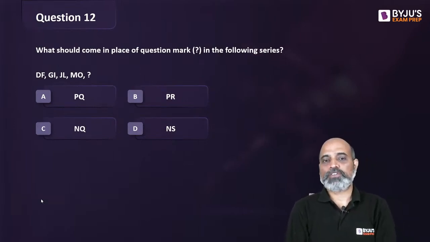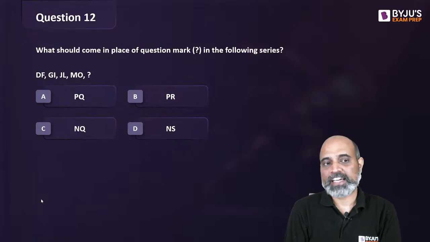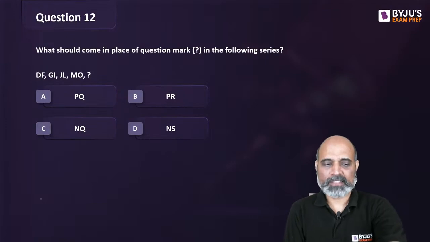What should come in place of the question mark in the following series? DF, GI, JL, MO. So you have to complete this series.